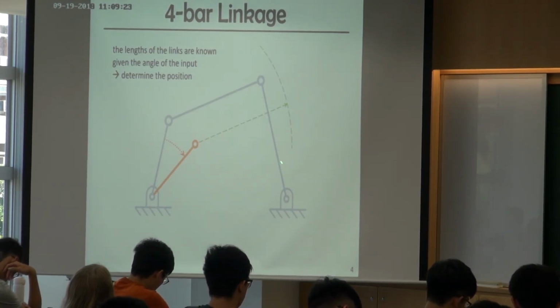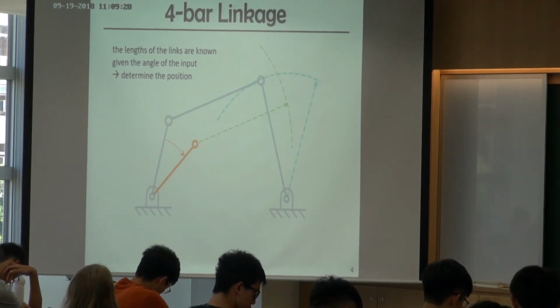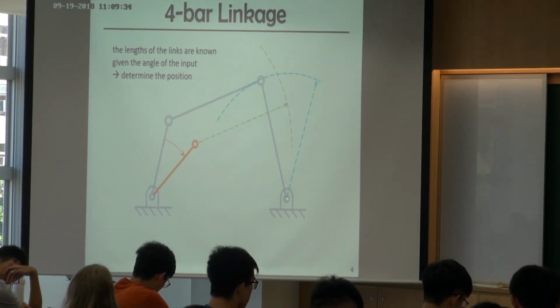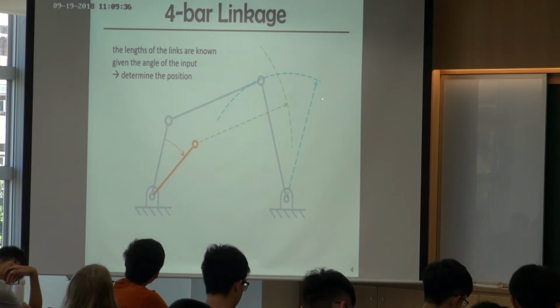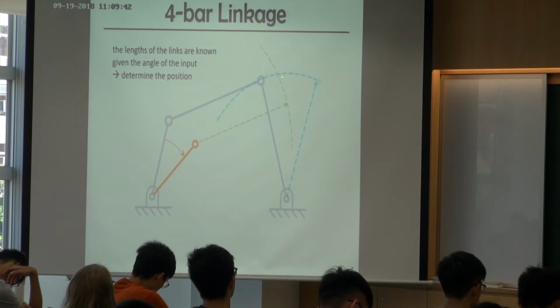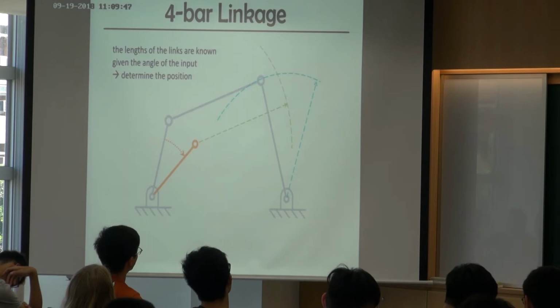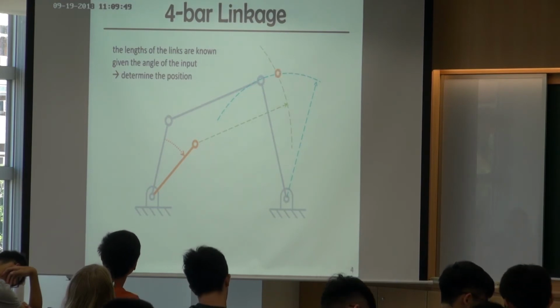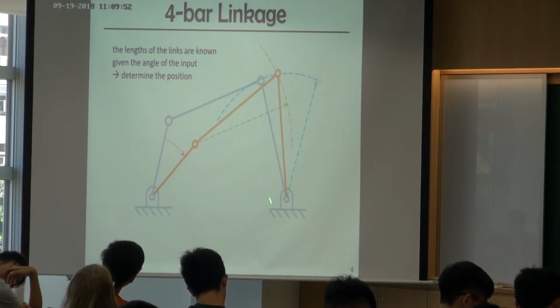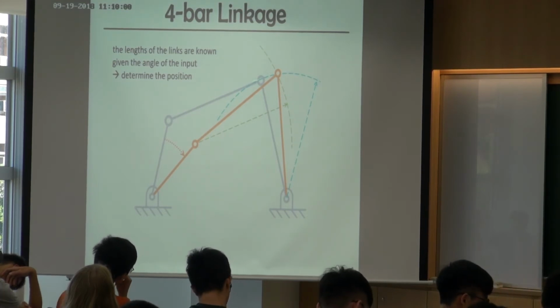And I also know the length of this output link. So I also use a pair of compasses to draw an arc, using this as a center. And the intersection of the blue one and the green one will be the location of the joint. By doing so, you can find the mechanism. Once you move the input link by a certain angle, the position of the mechanism would be in this way.